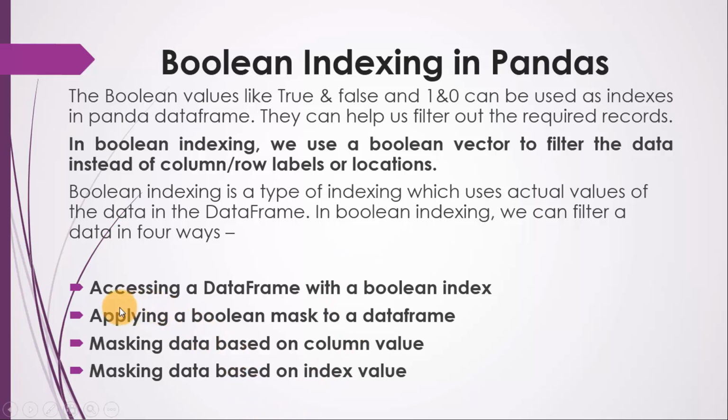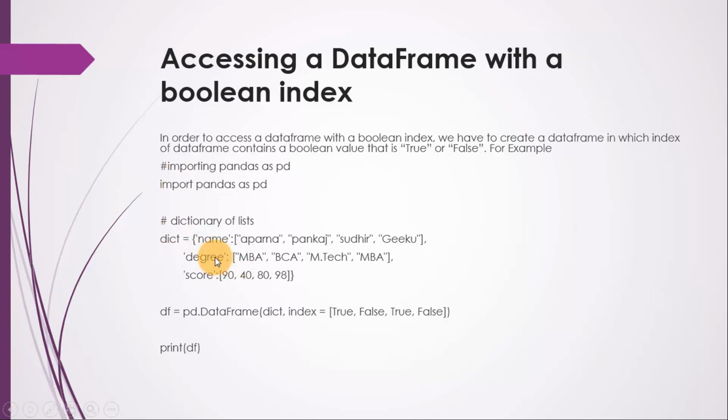Number 1 is accessing a data frame with Boolean indexing. As we have earlier discussed, we can assign true or false to our row or column labels. Use the same technique. So let us see how to do it. Here we have a data dictionary. Name, degree and score are the 3 columns, and here we have supplied a new index value, that is a Boolean value, true false, and then we have tried to print df. So it will print the first row and the third row.